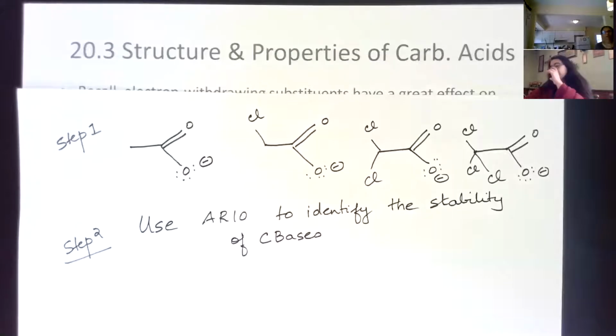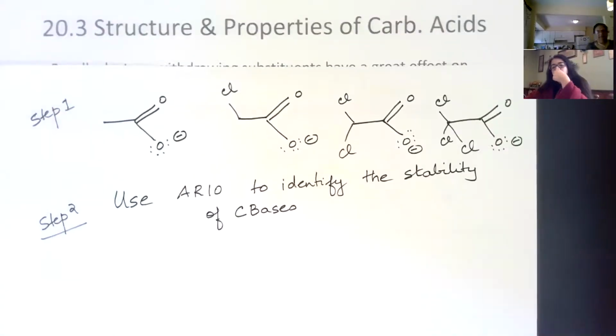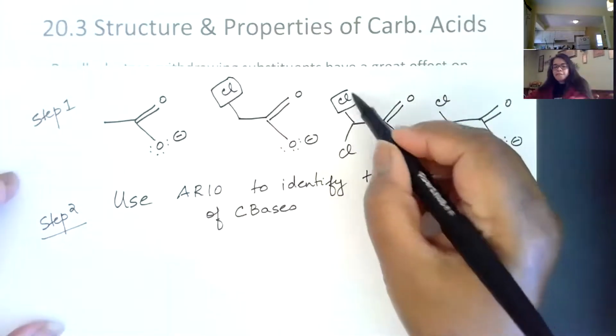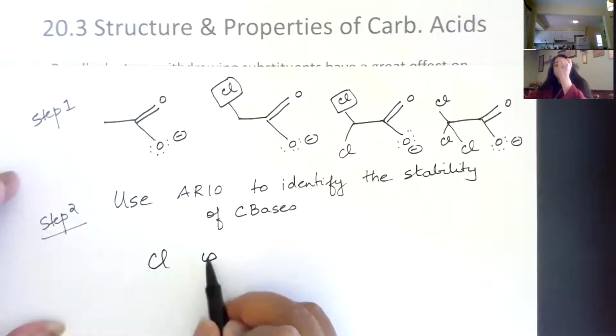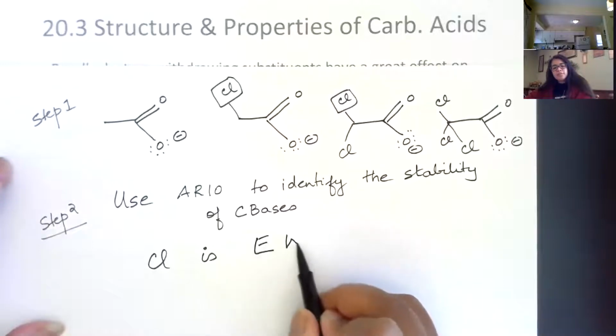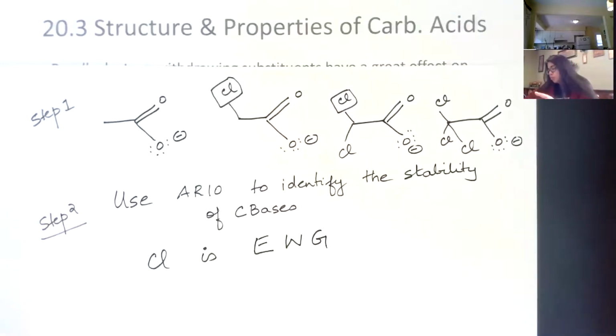So now, how will you explain this part? Well, we know it's not resonance because there's resonance everywhere in all of them. So it's inductive effect. What do you know about Cl? Doesn't it destabilize it? It's an electron withdrawing group. How does it destabilize it, Adele? Because it pulls electrons towards it.